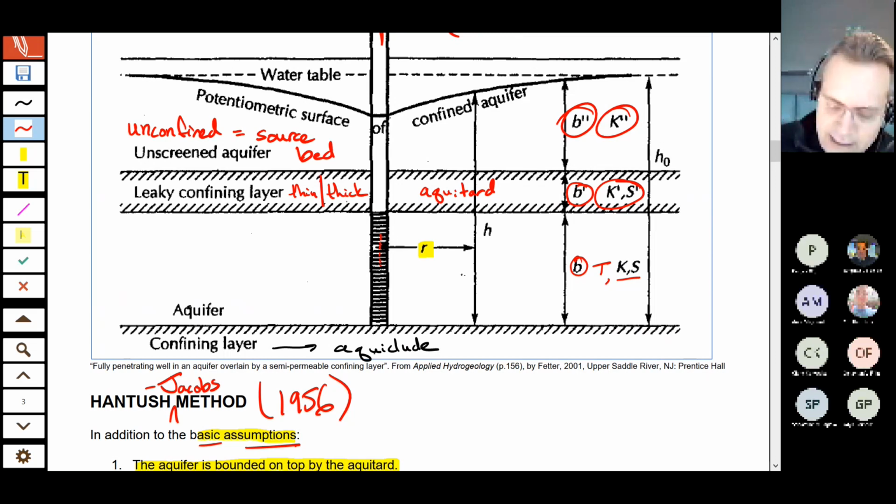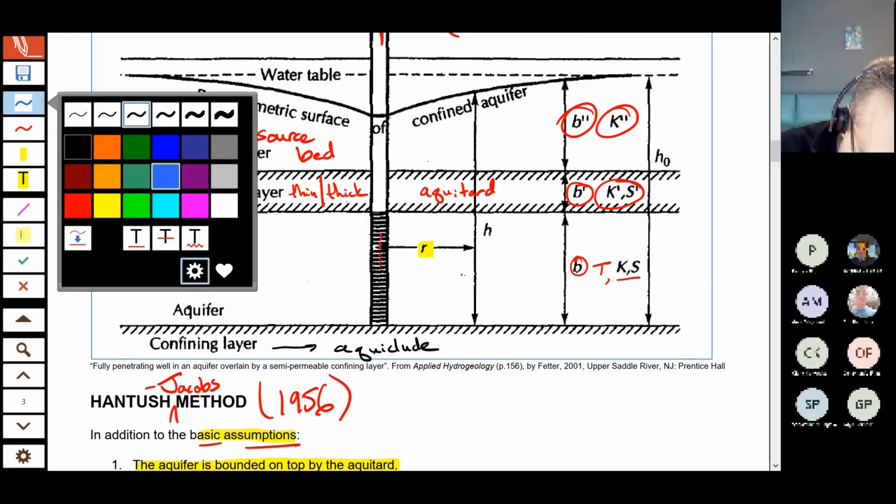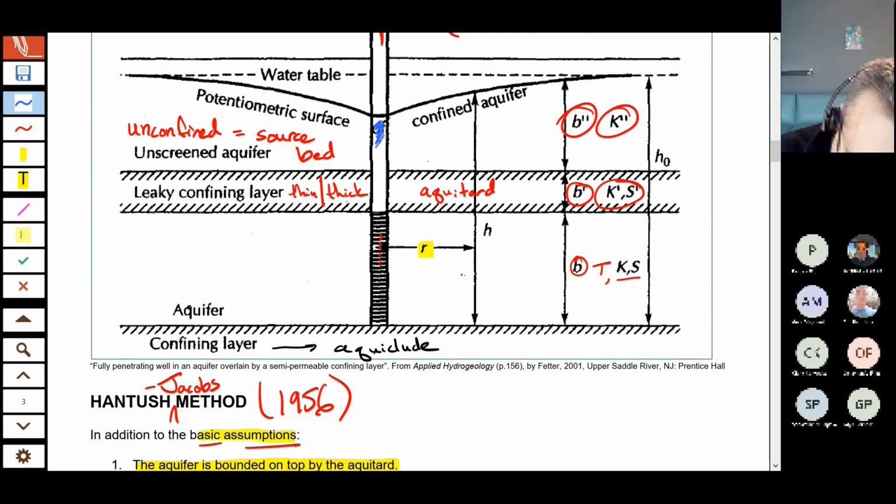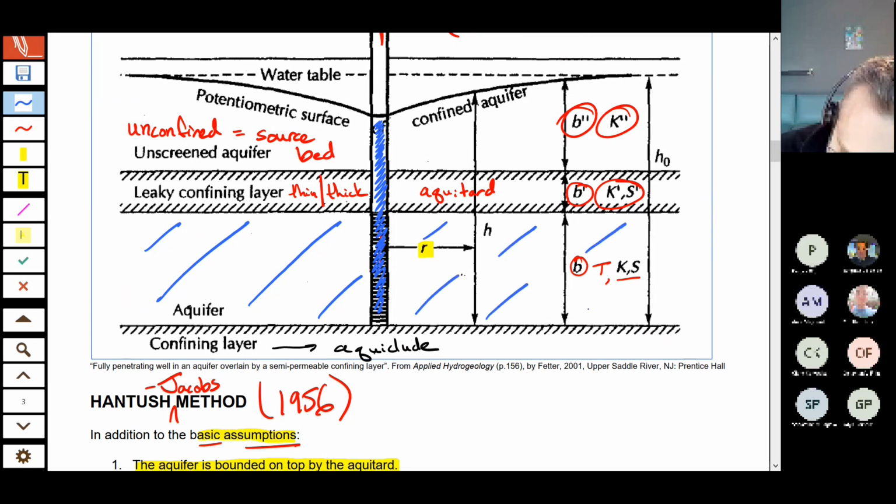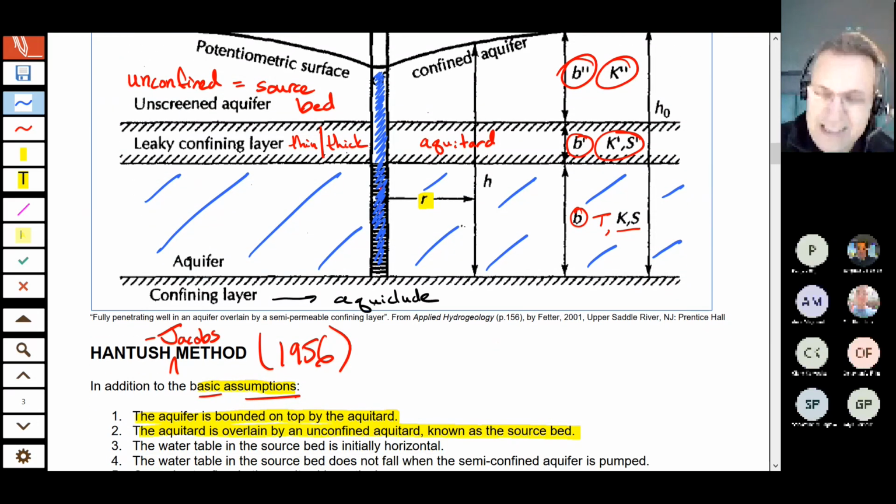Okay, realizing that this well is under pressure, so we have the potentiometric surface of the confined aquifer. Let me just find a blue here, just to give it some color. This would all be water, right? This is going to be water all the way through and water all the way throughout. Okay, but when we are pumping, because we have this leaking confining layer, that will be the source bed for additional water. Again, nothing too controversial with that. If you look at the image, it looks straightforward.